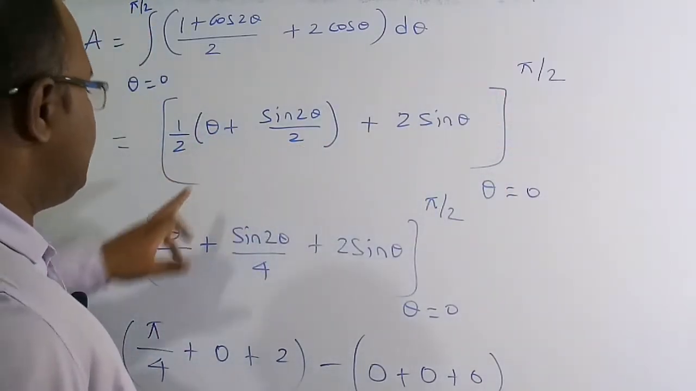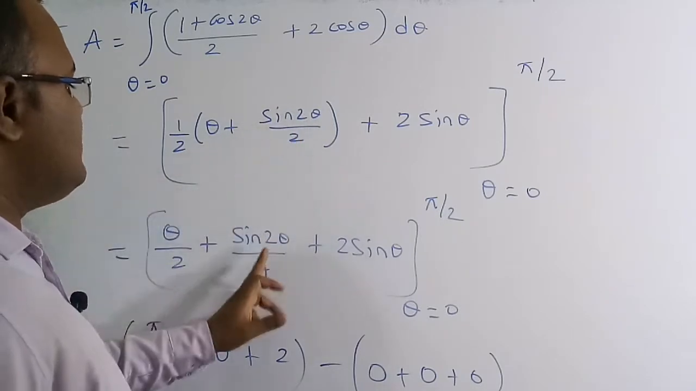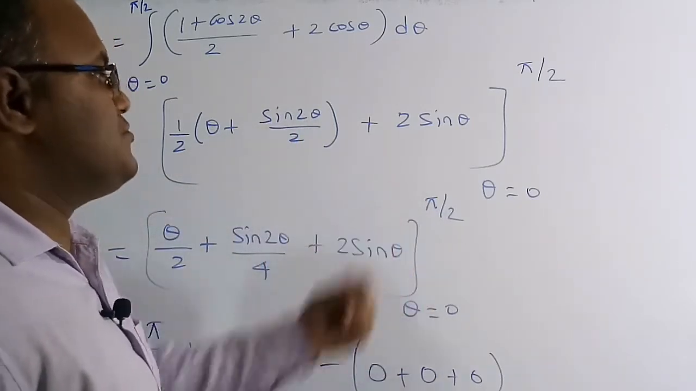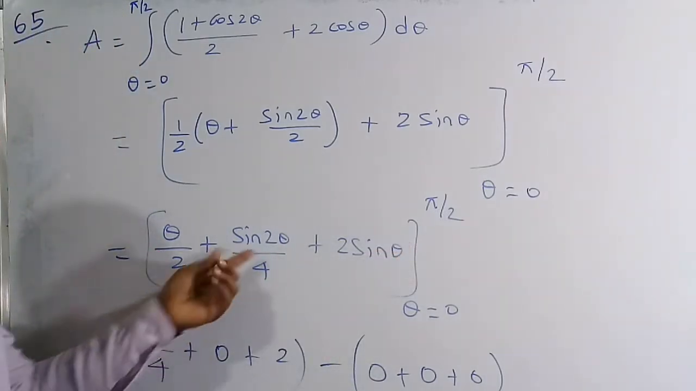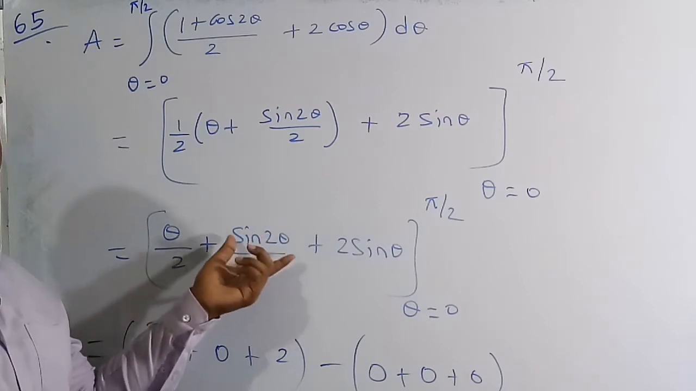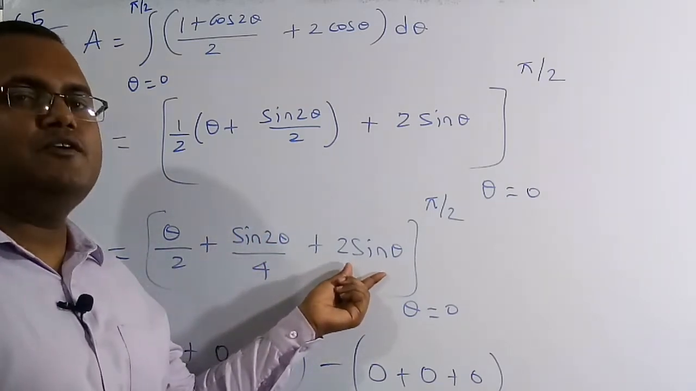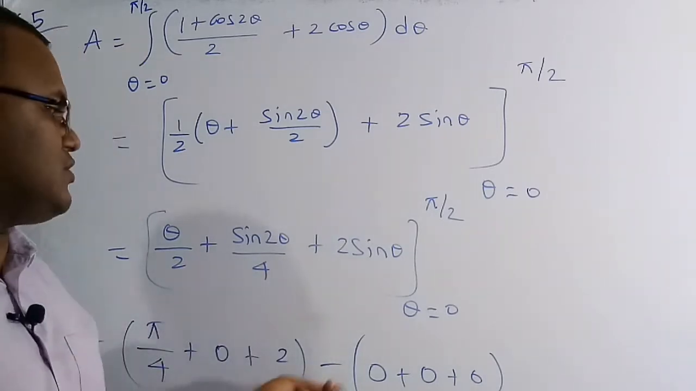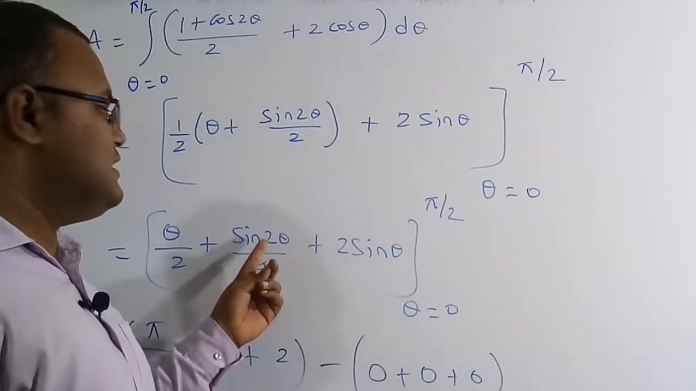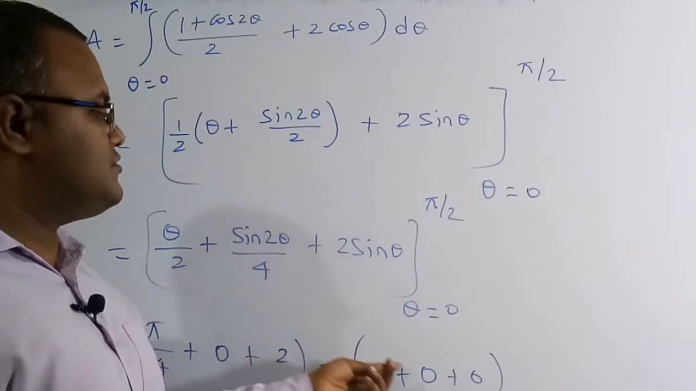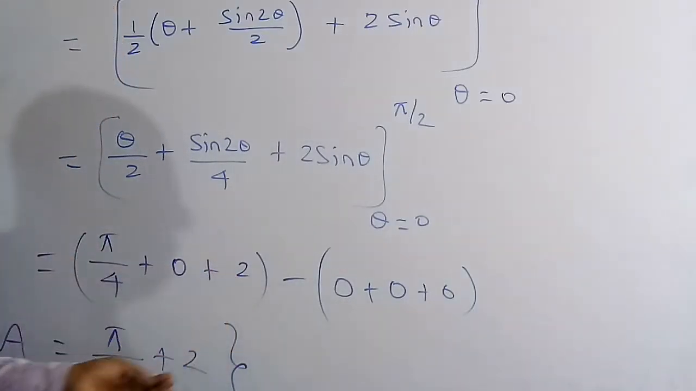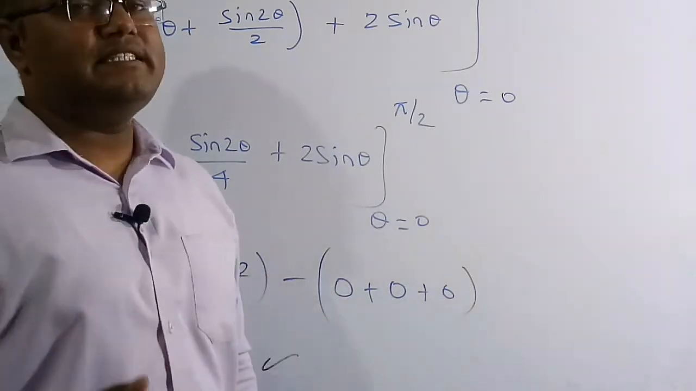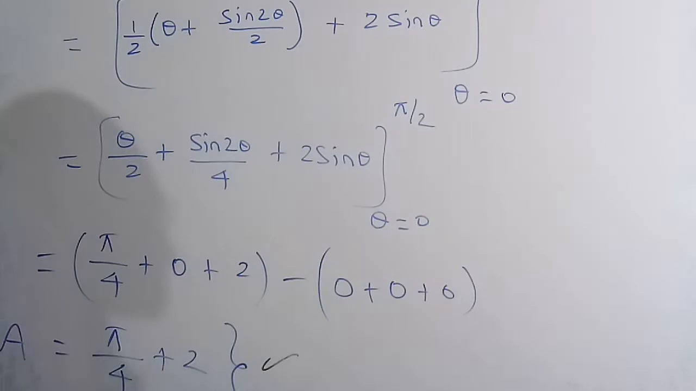If I take the half inside, I get theta by 2 plus sin 2 theta by 4, plus 2 sin theta. Go for the limit substitution, upper limit minus lower limit. If I substitute the upper limit, I get pi by 4 plus sin 2 into pi by 2, which is sin pi, which is 0, plus sin pi by 2 is 1, so 1 into 2 is 2, minus the lower limit. At 0, sin 2 into 0 is 0, sin 0 is 0, so the overall value is 0. So pi by 4 plus 2 minus 0, which is pi by 4 plus 2. This is the area bounded outside the circle and inside the curve, which is equal to pi by 4 plus 2, the correct solution of this question.